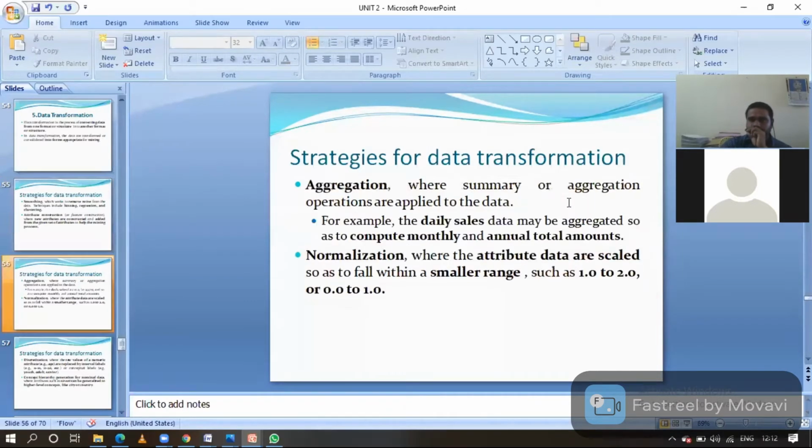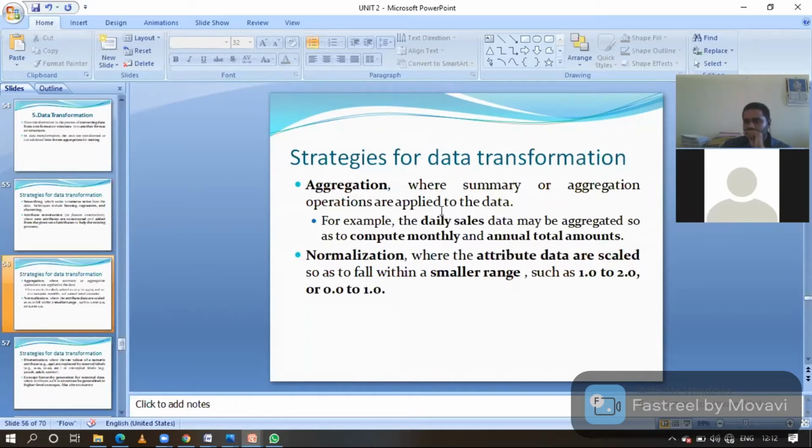The same thing is also followed in aggregation. Here we apply a summary or aggregation operation on data, guys. I have a daily report, but I need the monthly report or yearly report. How can I do that? By combining the 30 days, I am going to get the monthly report. How can I get the annual report from the monthly report? If I combine all the months' reports, I will get the yearly report.